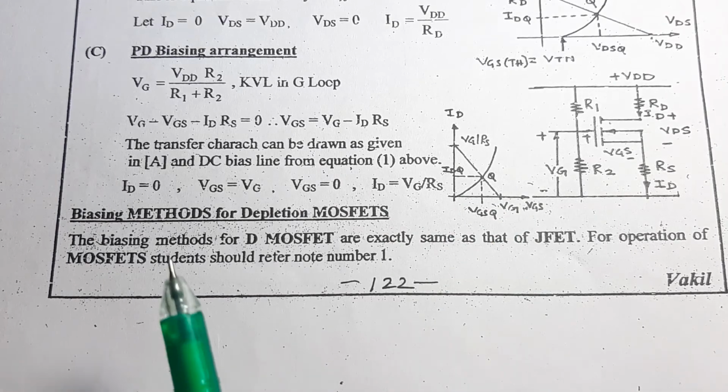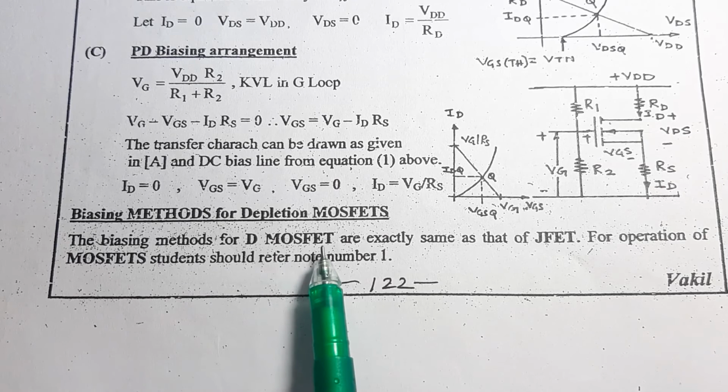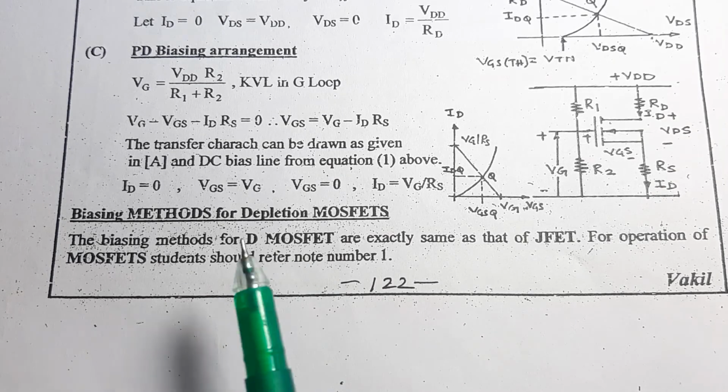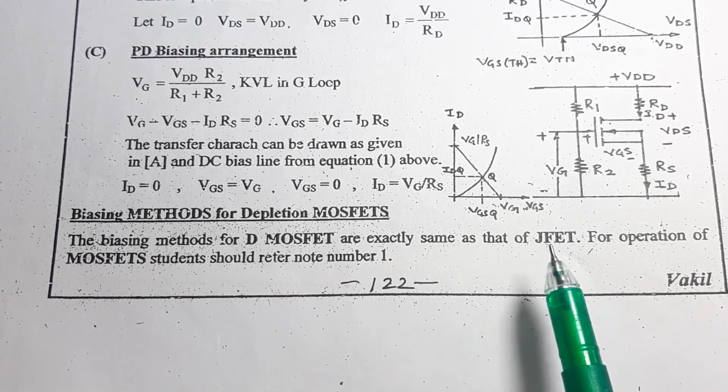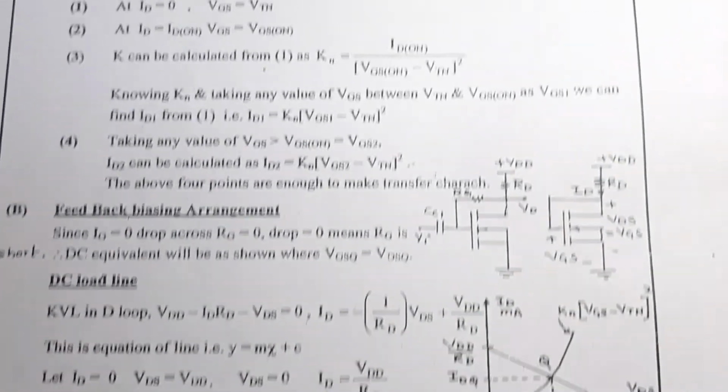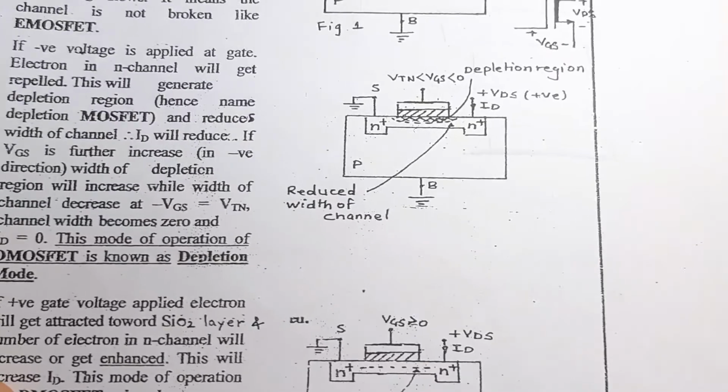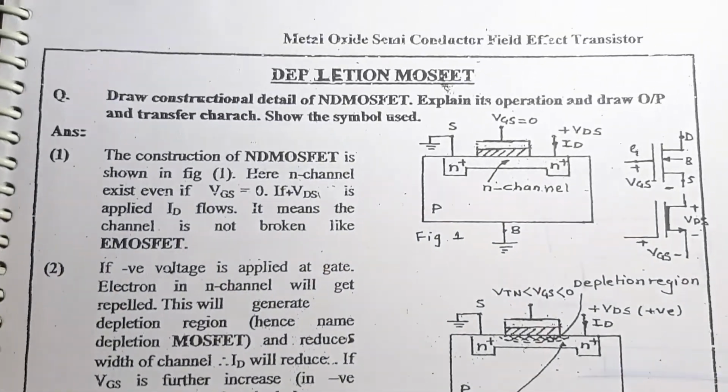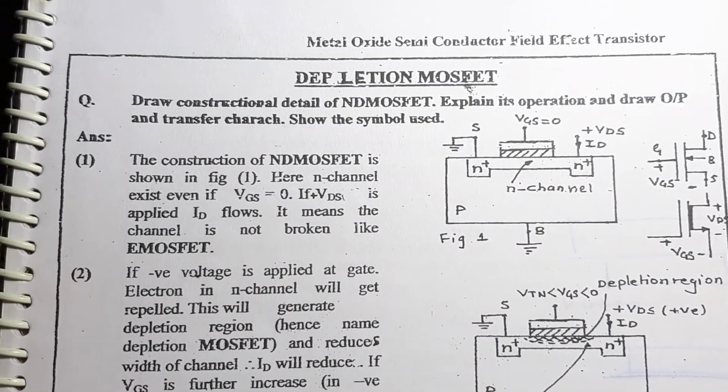Now the biasing for D MOSFET. What is D MOSFET? We'll learn after this topic. The biasing for D MOSFET is exactly the same as that of JFET. So we'll now see what we mean by a D MOSFET. D MOSFET actually stands for depletion MOSFET.